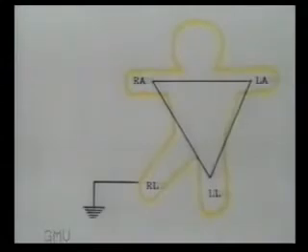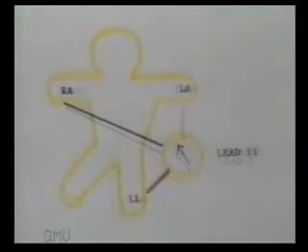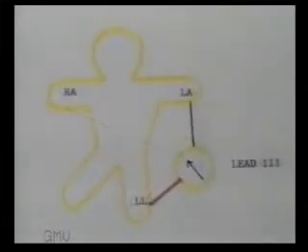So in effect, we have 3 active electrodes whose combinations will give us 6 leads. 3 bipolar leads, 1, 2 and 3, and 3 unipolar leads, AVR, AVL and AVF. Leads 1, 2 and 3 are bipolar leads, and they record the electric potential difference between 2 extremities at a time. Lead 1, as you can see, records the potential difference between left arm and right arm. Lead 2 records the potential difference between left leg and right arm. And lead 3 records the potential difference between left leg and left arm.